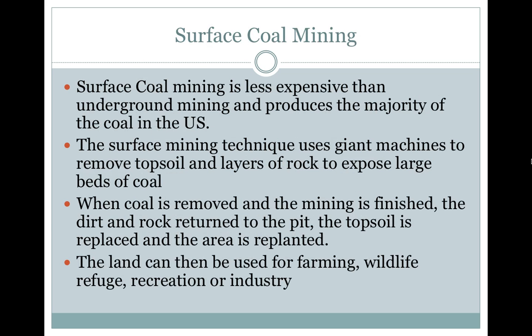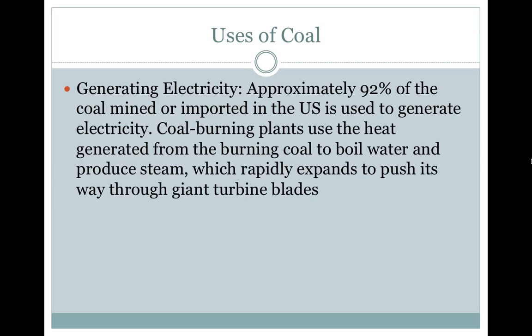Surface coal mining. Surface coal mining is less expensive than underground mining and produces the majority of the coal in the United States. The surface mining technique uses giant machines to remove topsoil and layers of rock to expose large beds of coal. When coal is removed and the mining is finished, the dirt and rock are returned to the pit. The topsoil is replaced and the area is replanted. The land can then be used for farming, wildlife refuge, recreation, or industry.